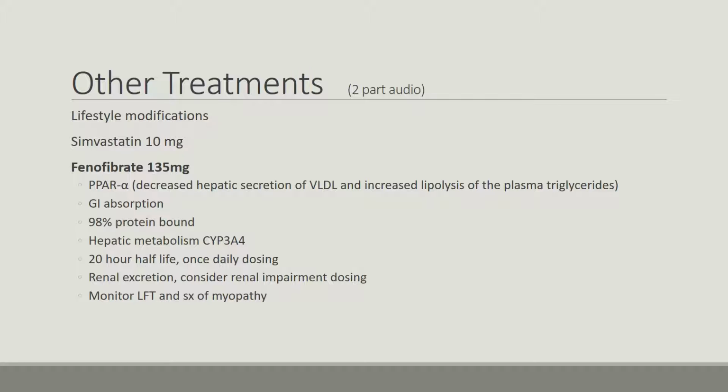Fibrates are well absorbed in the GI tract, especially when taken with food. They are converted to fenofibric acid and are about 98% protein bound. They are hepatically metabolized by the CYP3A4 enzyme, and fenofibric acid is eliminated with a half-life of about 20 hours, allowing for once daily dosing.